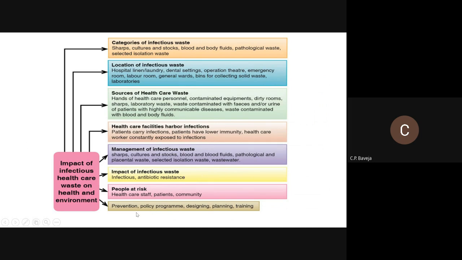And then prevention should be there. Even if one comes in contact with infectious waste, one should take proper precautions with the standard precautions, so that patients or community persons may not get the infection. And policy programs should be there. So planning and training should be given to the healthcare personnel, so that they should not get this.